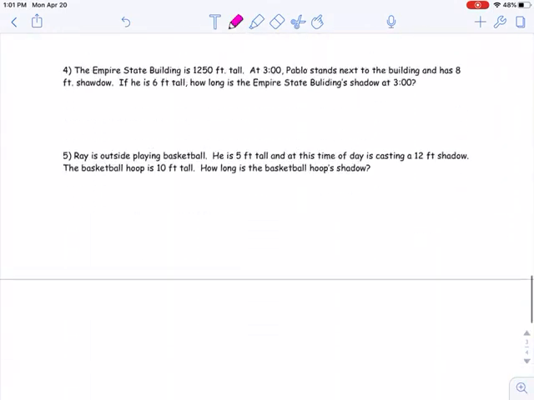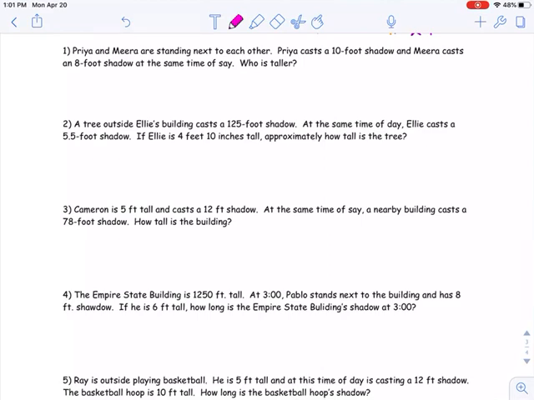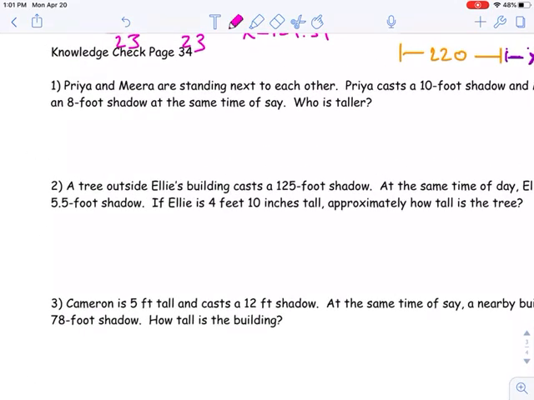So, the knowledge check on page 34. You can go do that on your own, or you can just listen to this video. I'm going to talk through these problems, and then we're done with today's lesson. Priya and Mira are standing next to each other. Priya casts a 10-foot shadow, and Mira casts an 8-foot shadow. Who's taller?